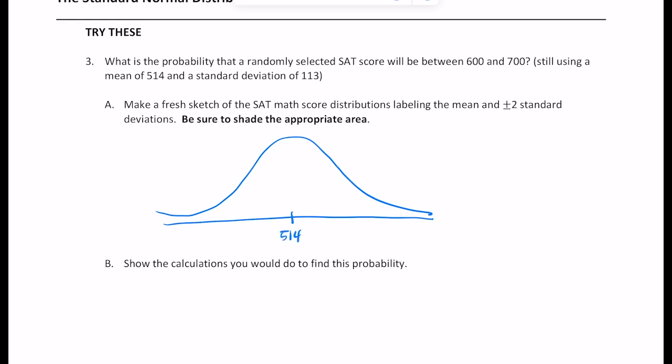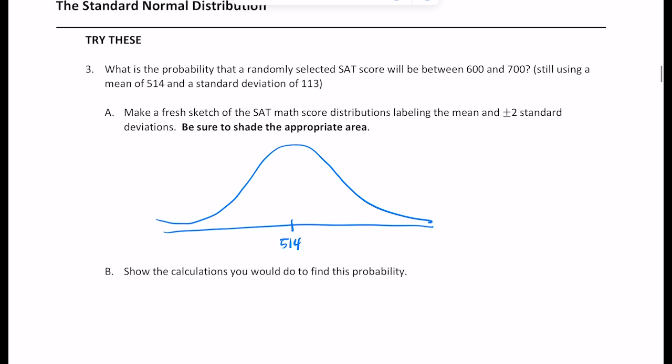Okay, and we can just copy the z-scores that we had written up top. So since the standard deviation is 113, we're just going to add 113 to each of those values. Okay, so if I do that, I'm going to get the following.